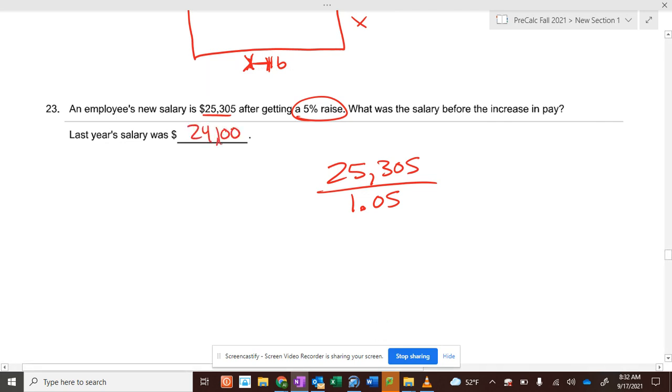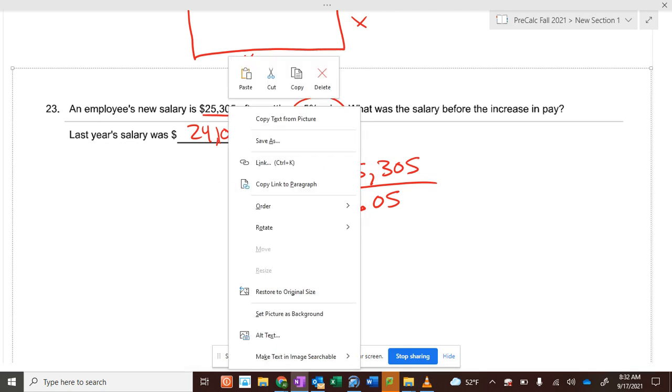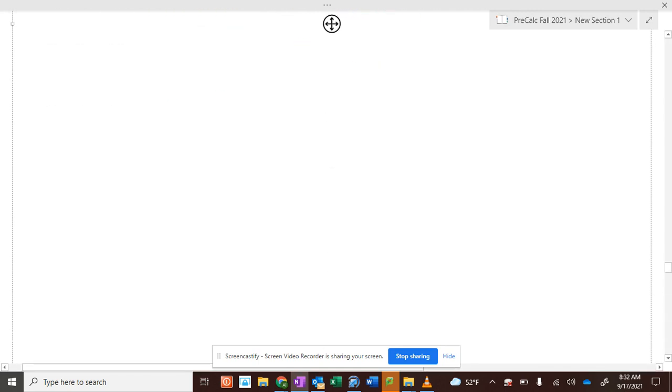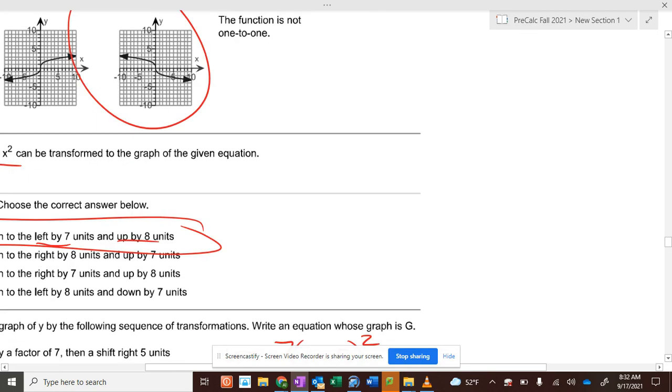24,100. Generally on this test, this problem will come out to be a number that is not dollars and cents. If you would get $23,935.47, you probably did it wrong. Okay? It should be a nice number. That's it. Hey, that's it.